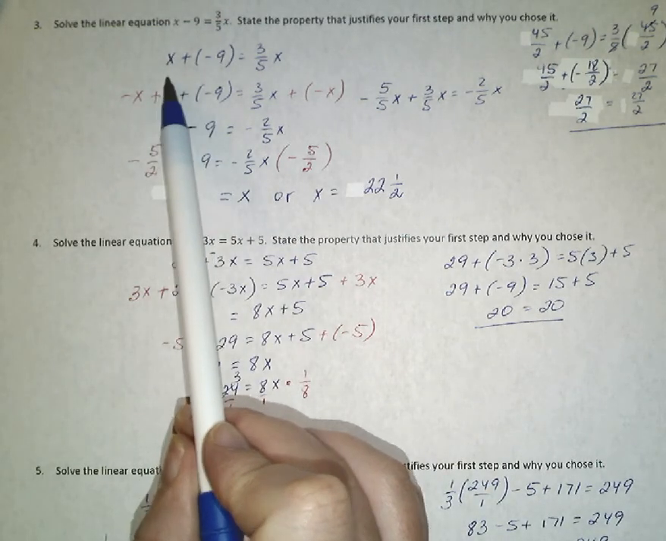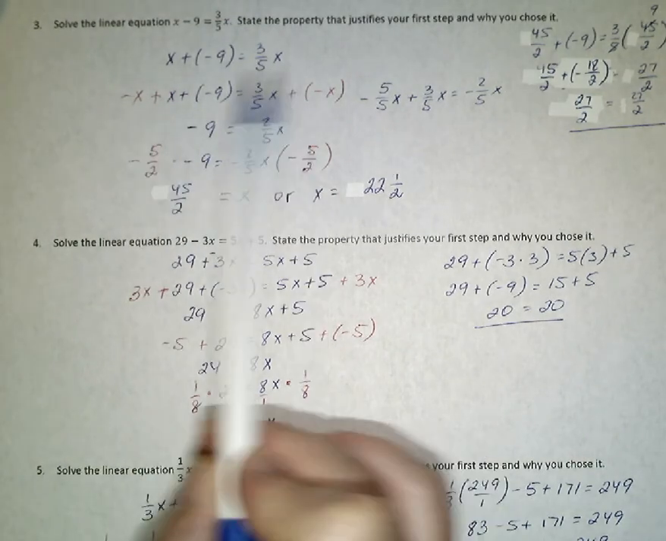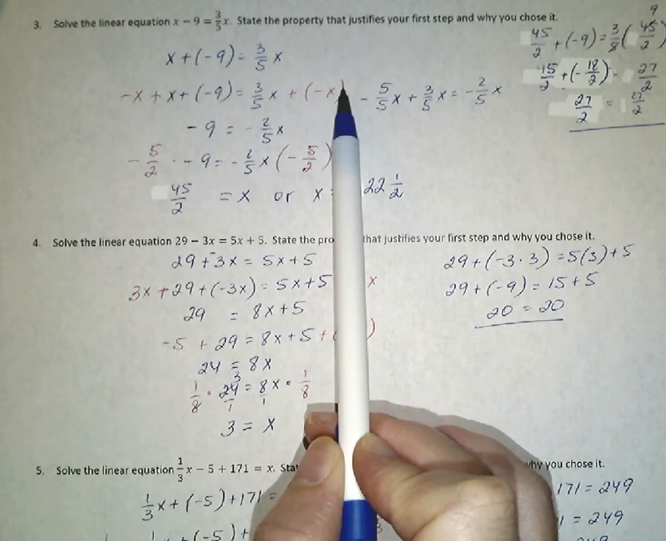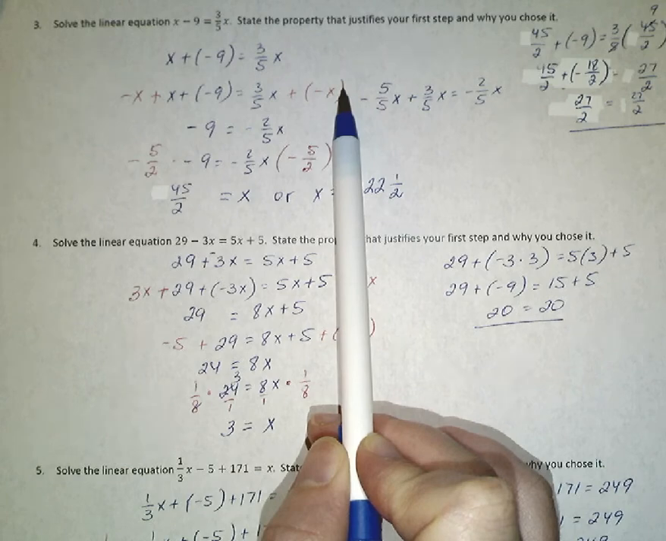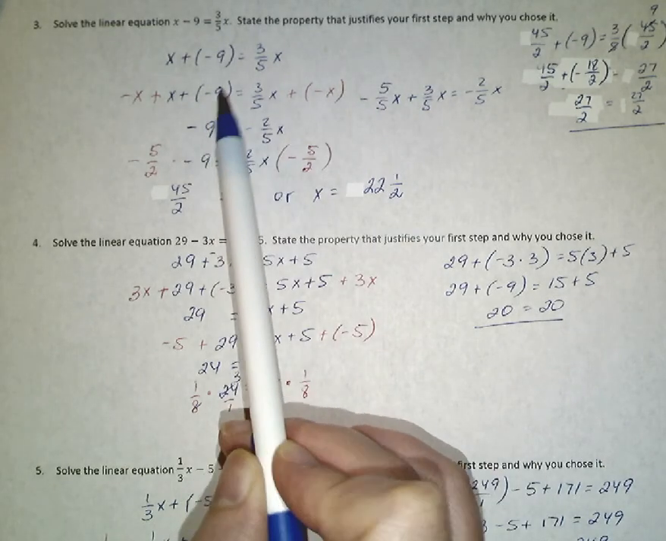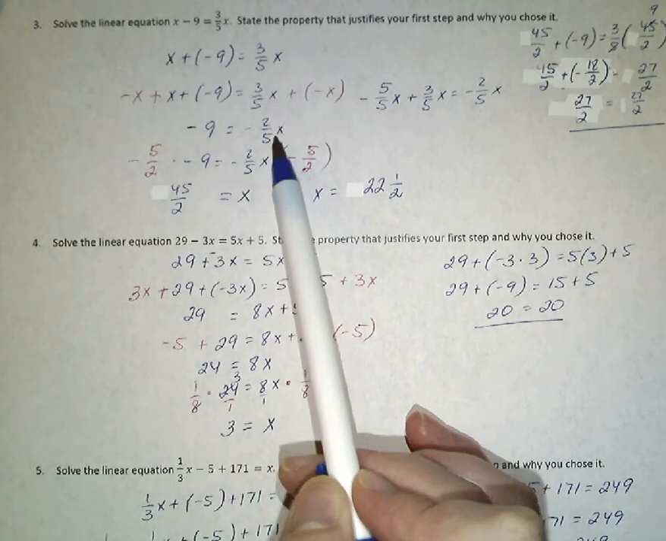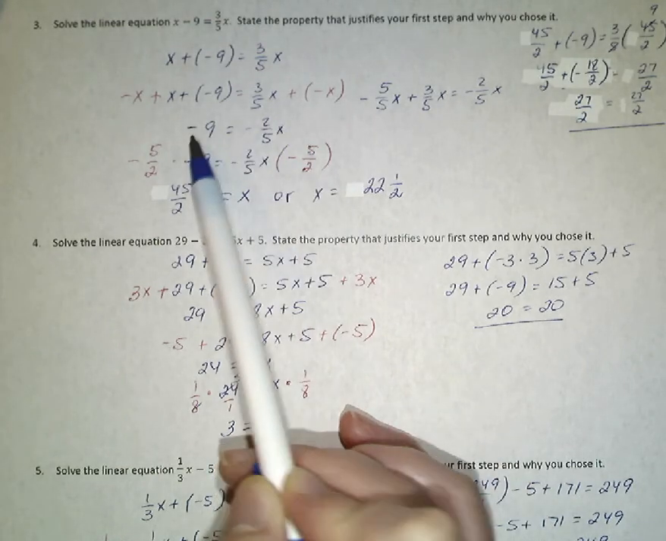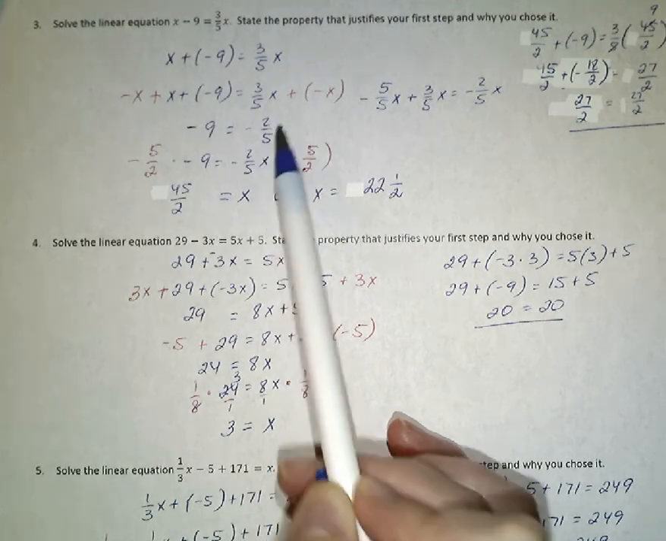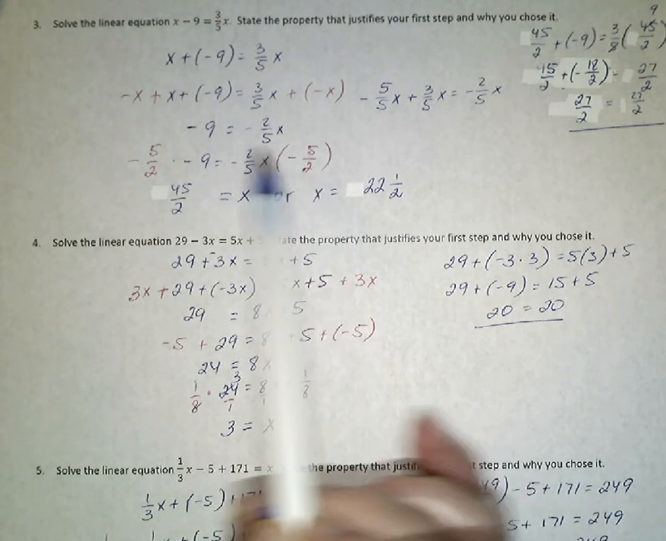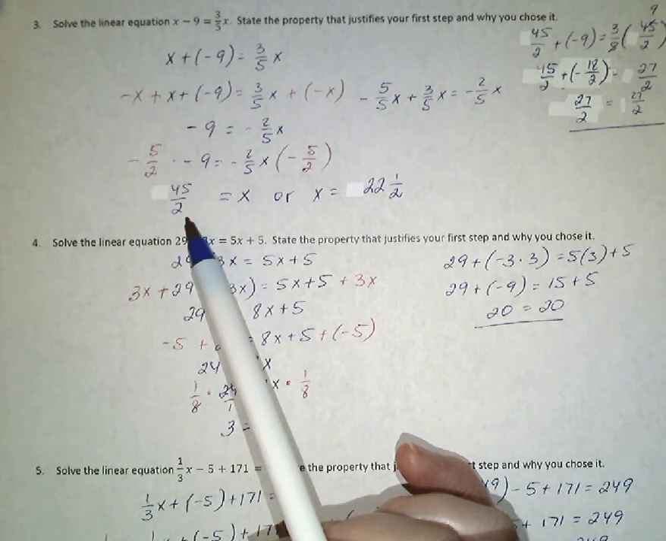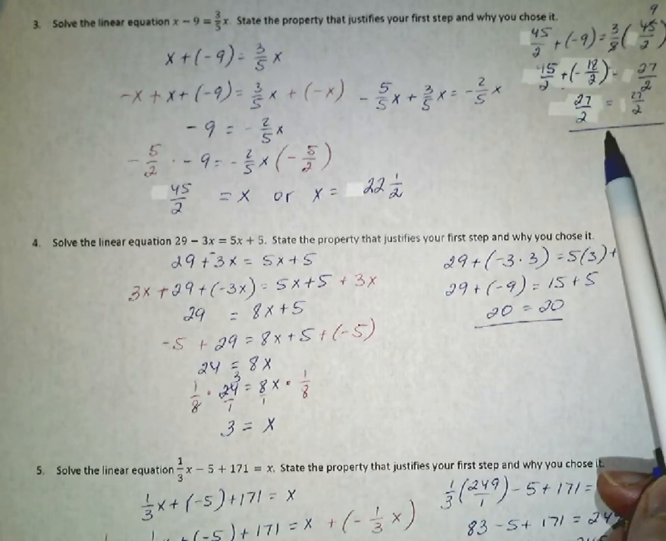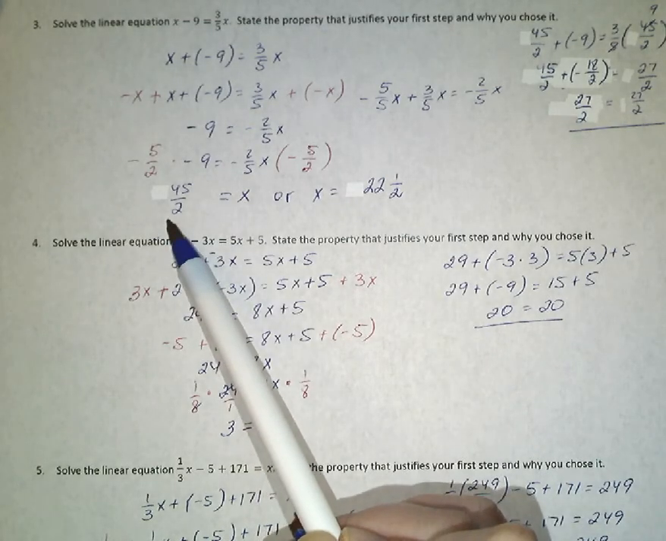Pretty simple here. I moved x to the right side to be able to have negative 9 on its own. So I got negative 2/5 x and negative 9, and then multiplied by the reciprocal of negative 2/5, which is negative 5/2, resulting in positive 45/2. After checking the solution, that is the correct answer.